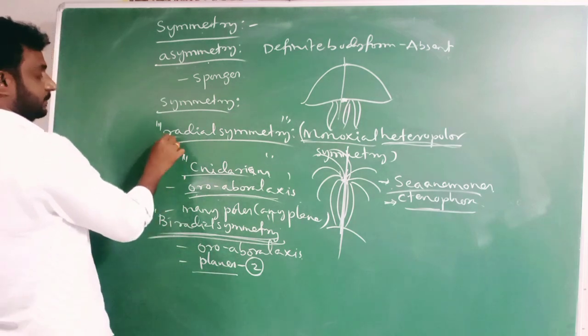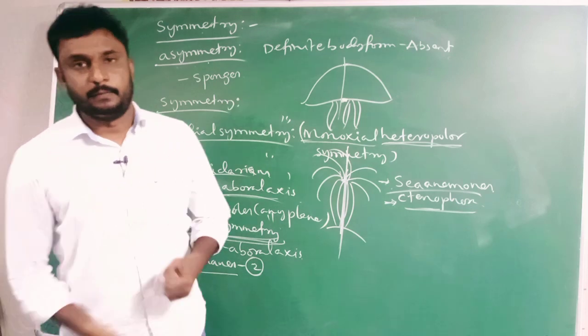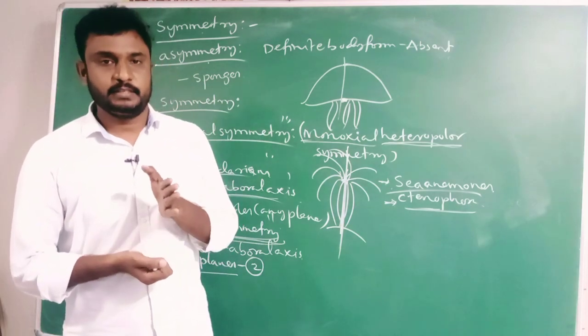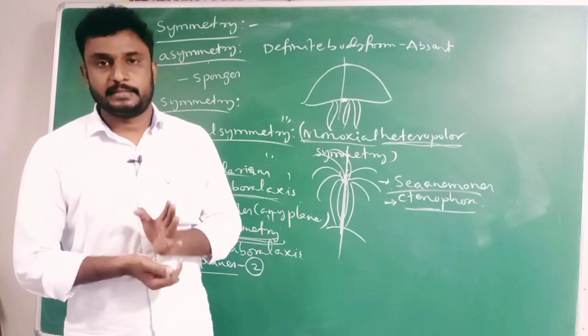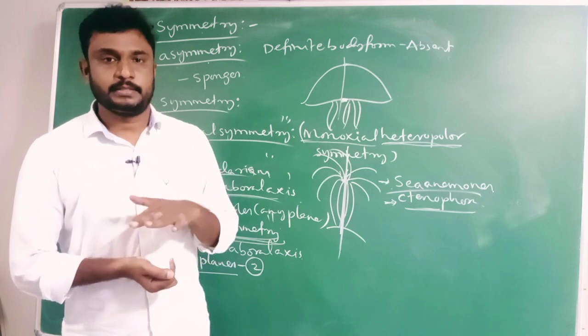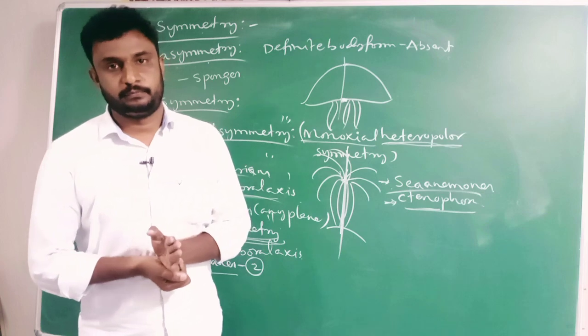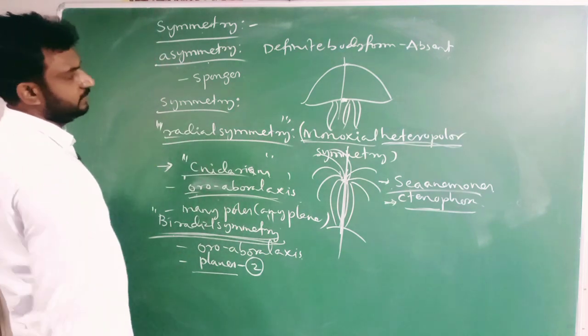Right? Radial symmetry, biradial symmetry. What is the meaning of radial symmetry? The body can be cut into two identical halves through any plane which is passing through the central axis. The axis name is oro-aboral axis, and there are many planes that can cut the animal into two identical halves. This radial symmetry is advantageous to animals which are slow moving.